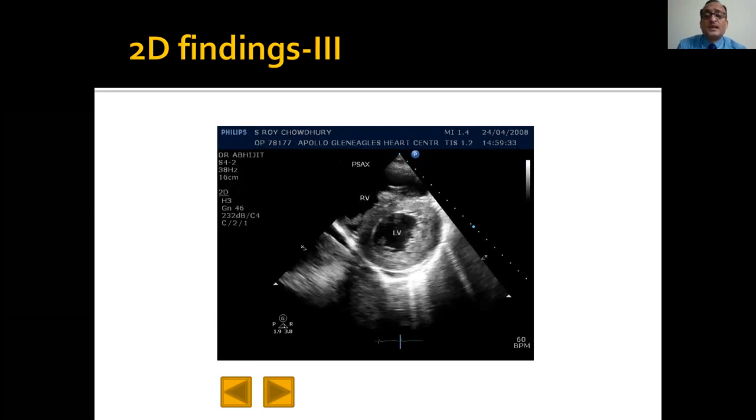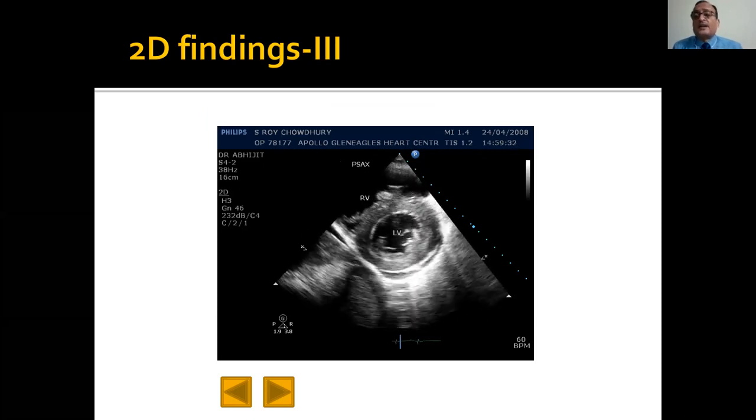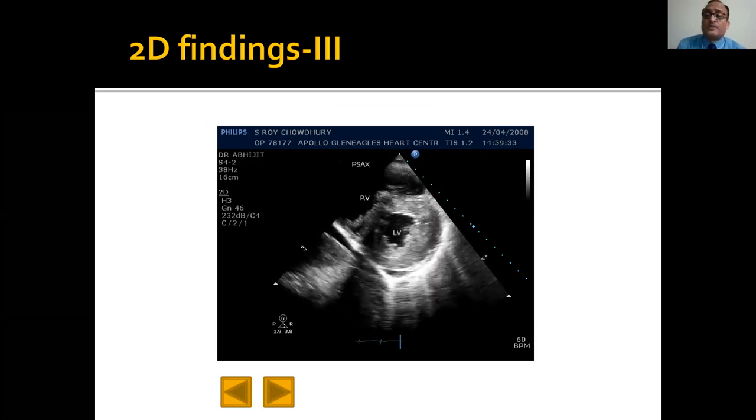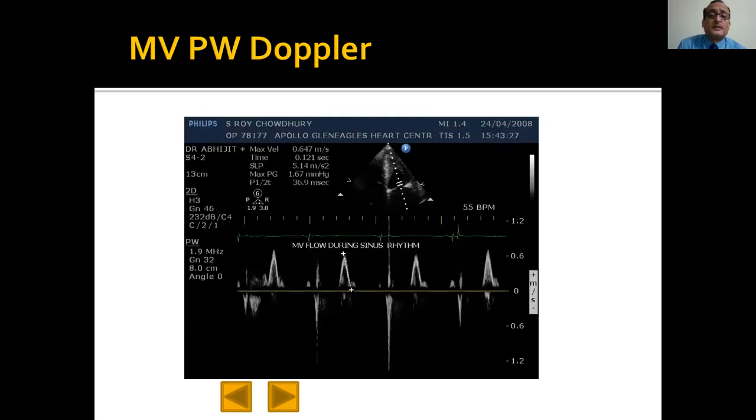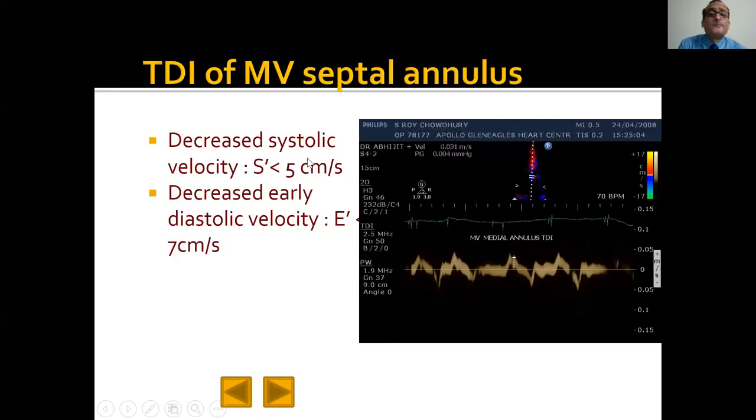Here you see that the left ventricular systolic function is very good, and there is a pericardial effusion because of the diastolic failure. The deceleration time is barely 121 milliseconds, which shows that the prognosis is poor. The TDI of the septal annulus shows decreased systolic velocity and decreased early diastolic velocity.